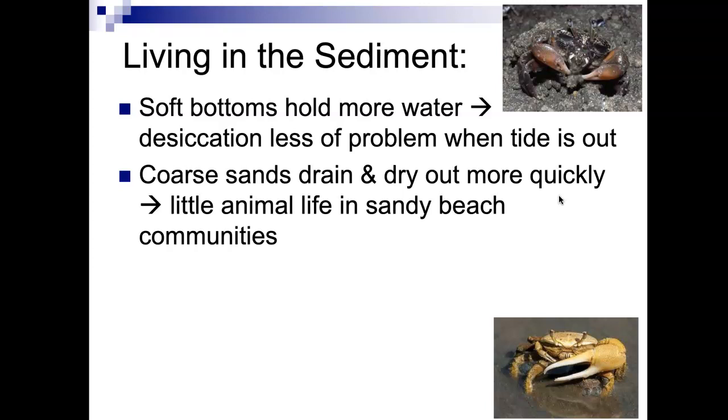So honestly, there's less animal life in a sandy beach community than there is in an estuarine muddy community, like your estuarine mud flats. So sandy beaches are kind of, in terms of animal life, really not very biodiverse. And as a biologist, not that exciting.